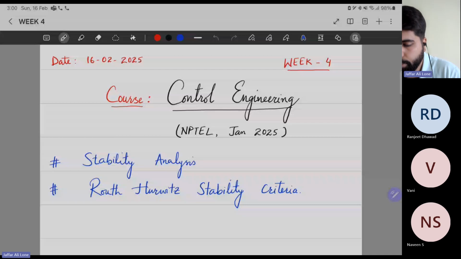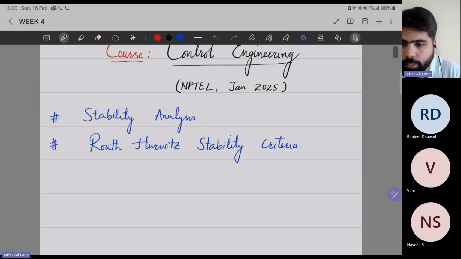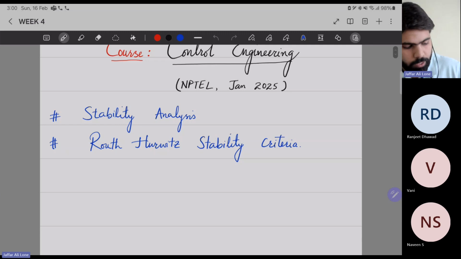So, in particular, we'll be covering stability, like what is stability, and how to check whether a system is stable or not. And the second thing is we will check a very, very important concept, that is the Routh-Hurwitz stability criteria. So before we move on, I'll just quickly revise the important concepts that you have studied in the last week.